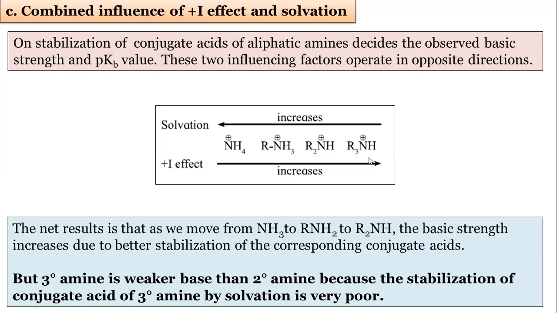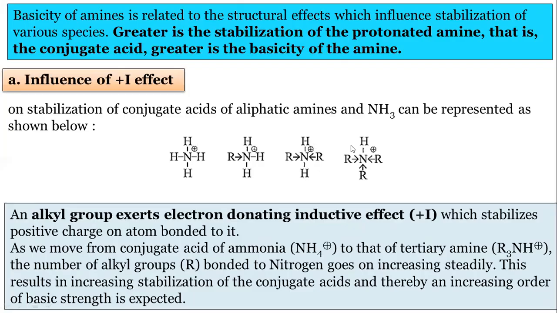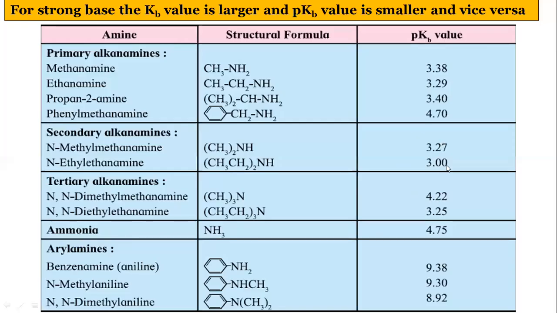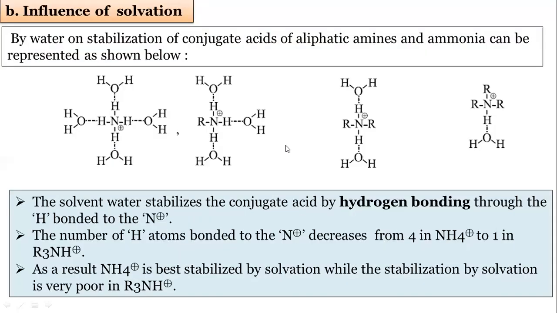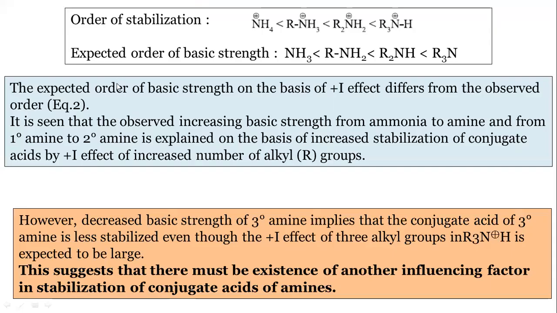One is solvation and one is plus I effect. Remember, don't consider only the plus I effect. If you consider only the plus I effect, the tertiary amine should be very strong because there are three R groups, but this is not happening. Clearly we can see this chart gives these values. The tertiary amine values are much higher than the secondary amines because two combined factors are there. So for the board exam, this is not important.